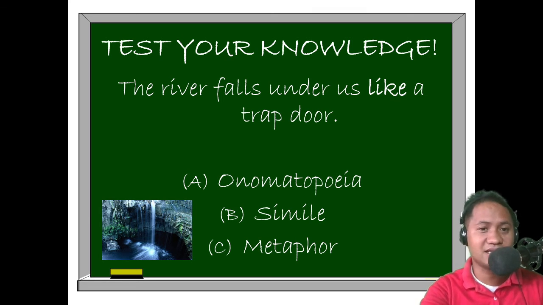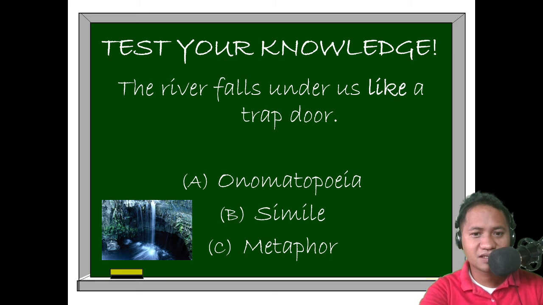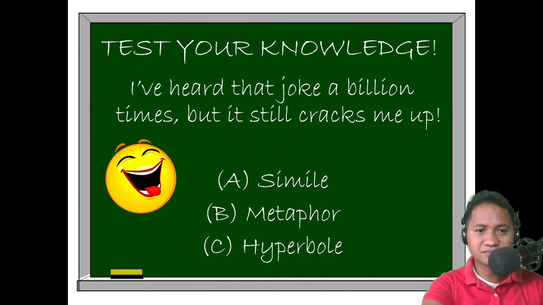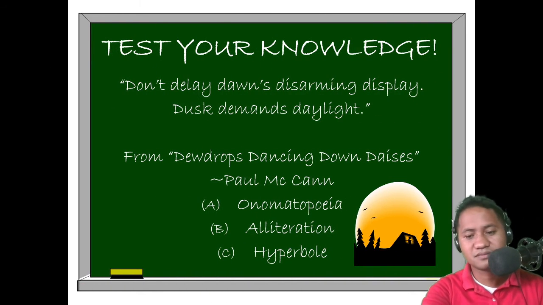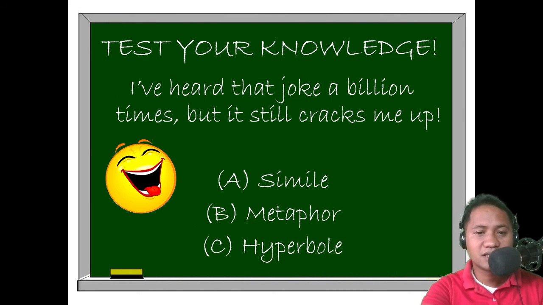Answer it honestly. The river falls under us like a trapdoor. A, onomatopoeia. B, simile. C, metaphor. Na-picture diya sa gilid. Answer it. I've heard that joke a billion times, but it still cracked me up. A, B, or C? A, simile. B, metaphor. C, hyperbole.